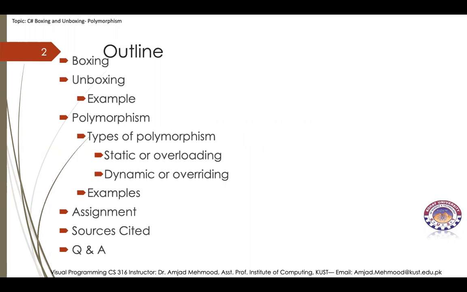boxing and unboxing with the help of an example, and polymorphism. Then I'll explain the types of polymorphism. As we know, we have two types of polymorphism, static and dynamic. Static polymorphism is also called overloading, and dynamic polymorphism is also called overriding. I'll explain that with the help of an example.